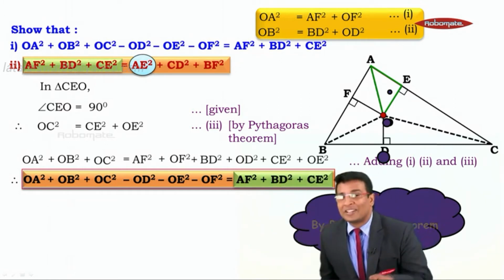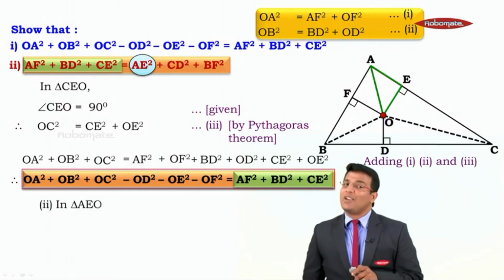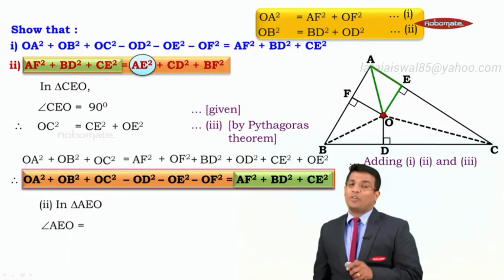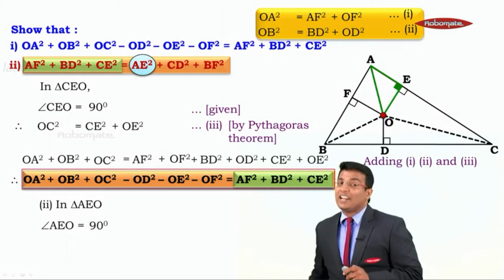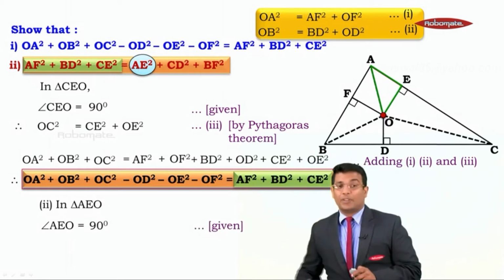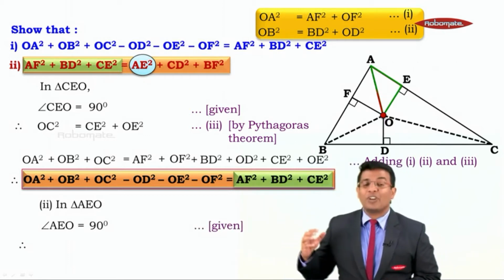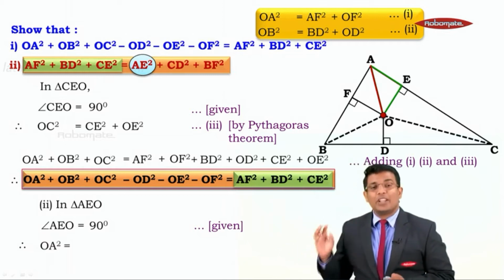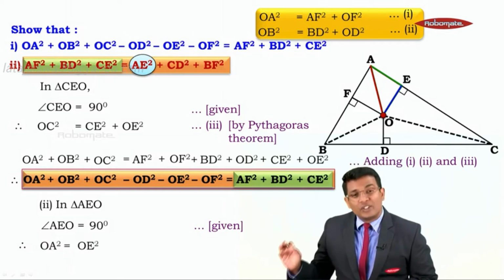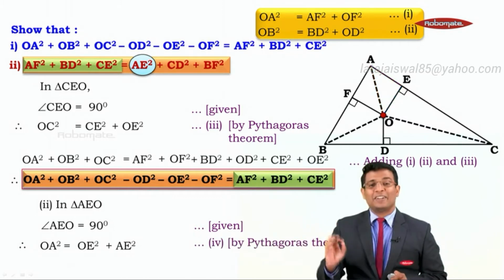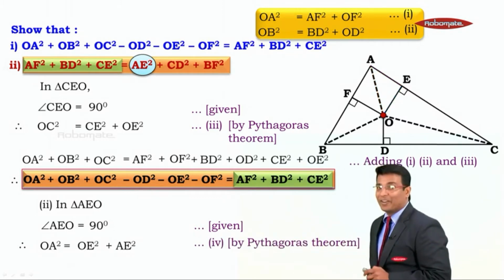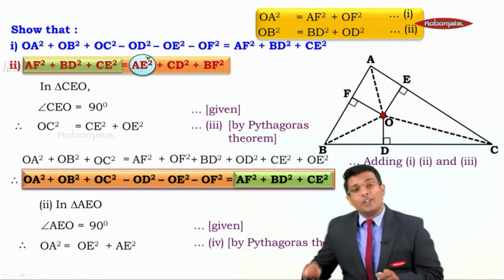So we apply Pythagoras theorem, we write in triangle AEO. We know that measure of angle AEO is how much? It is 90 degree. Why it is 90 degree? Known to us because it is given. So now we apply Pythagoras theorem. So we'll get OA square is equal to OE square plus AE square, and that is by Pythagoras theorem, and that is our statement number 4, result number 4. So first one is done.